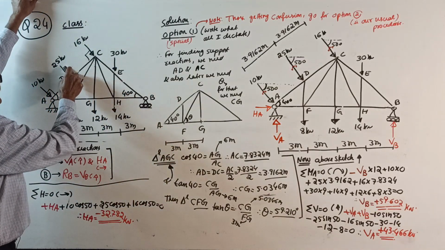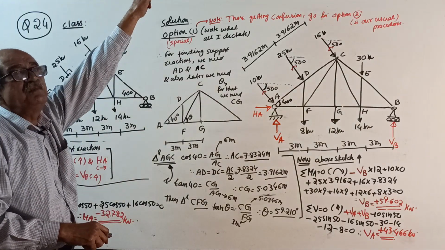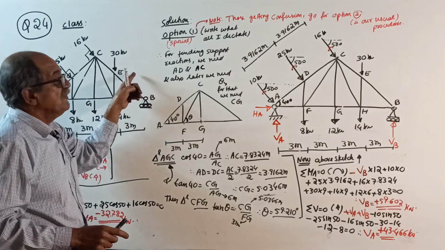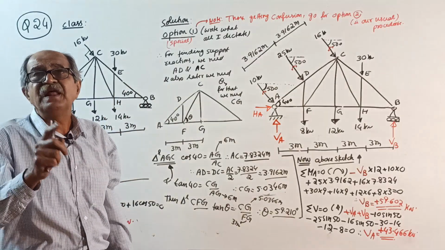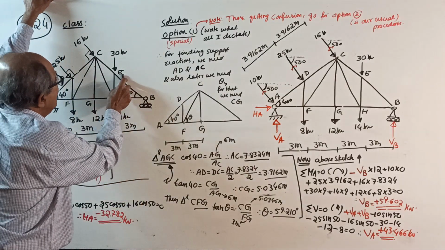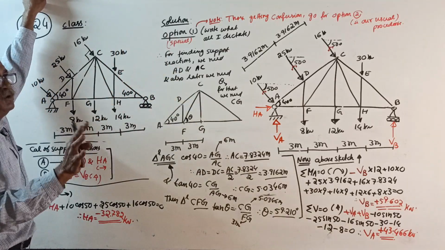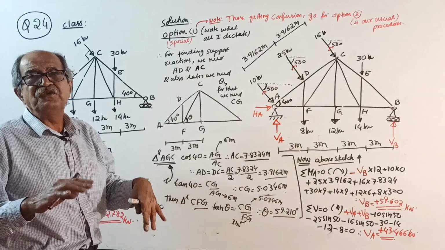See, these three inclined forces are perpendicular to the member. But no other inclined load should be there. There should not be a random inclined load here. Then a mix-up will come. Then you go for resolution.